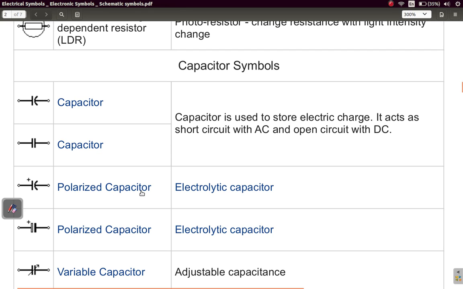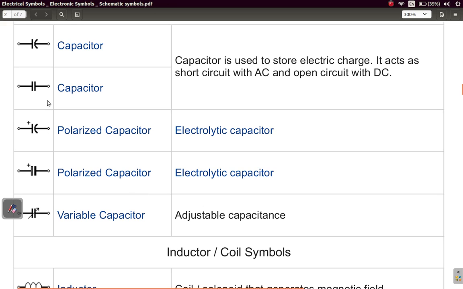And you have the polarized capacitor, where the one that is not polarized, it doesn't matter which terminal you connect to the battery to charge it, but this one has a positive and negative terminal. Alright? Electrolytic capacitor means it uses an electrolyte, which is a chemical. This one could be air or paper or some other material between the plates.